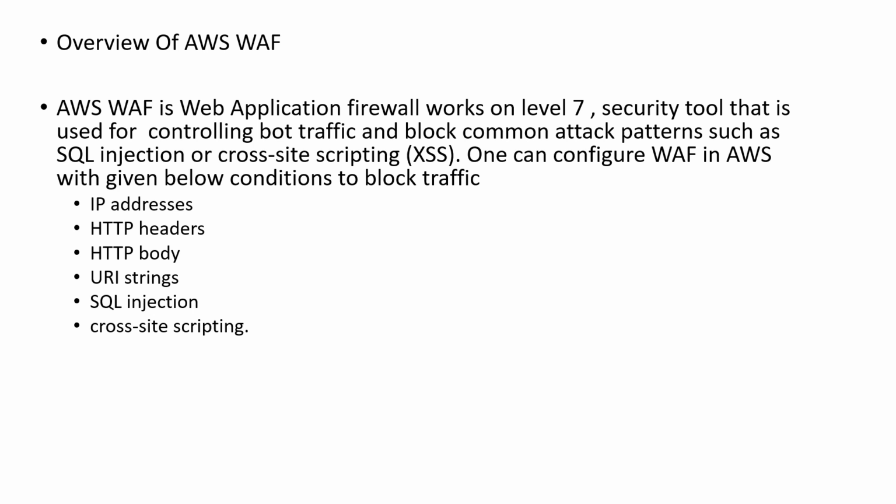So first is IP addresses. We can block the traffic and we can allow the traffic based on the IP addresses. We can block or allow the traffic based on HTTP and HTTPS traffic. We can also use URI strings to allow and block the traffic. We can also block and allow the traffic based on SQL injection and cross-site scripting.